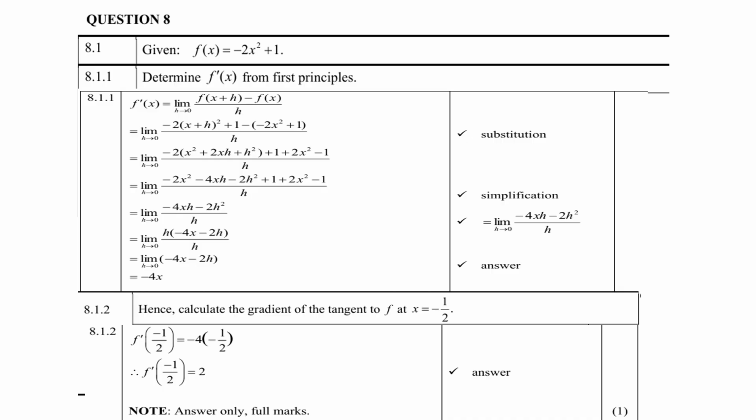Right, 8.1.2. Hence, calculate the gradient of the tangent to f at x equals negative half. What do we mean by hence? It means use the previous. Now already we know the derivative is negative 4x. Now remember, what is the derivative? Derivative is actually the gradient at a point. In this case, the point is negative a half. So therefore, you take the negative 4x, replace x with negative a half, and you get the answer 2. So the gradient is therefore 2.